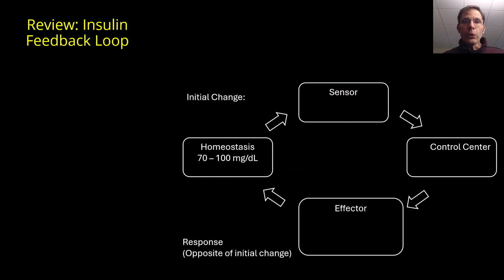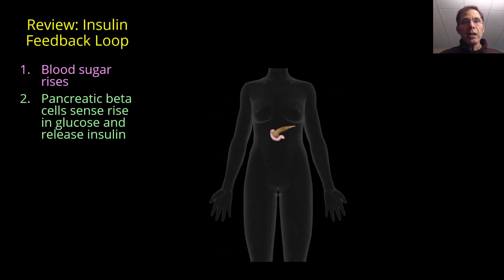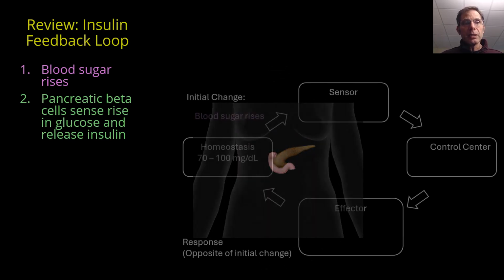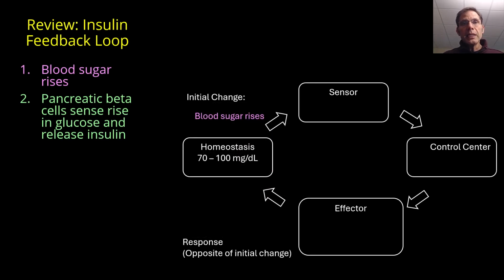As a quick review, we need to get to the effector tissue where insulin signaling occurs. After we eat, we know that blood glucose rises. The sensor and control center in this feedback loop are in the pancreas, the pancreatic beta cells. So this change is sensed in the pancreatic beta cell, as shown in the image there. The control center, also in the pancreas, the beta cells respond to the increase in glucose by releasing insulin.